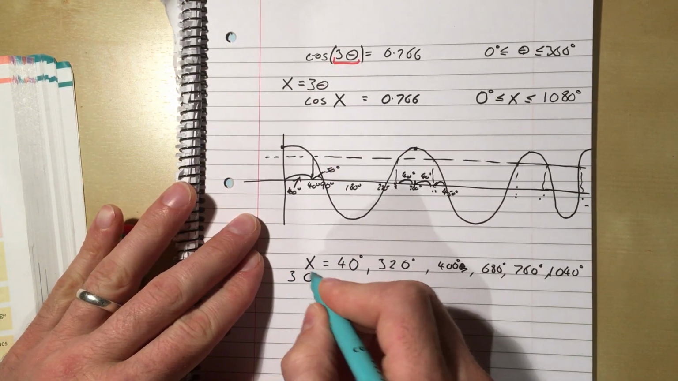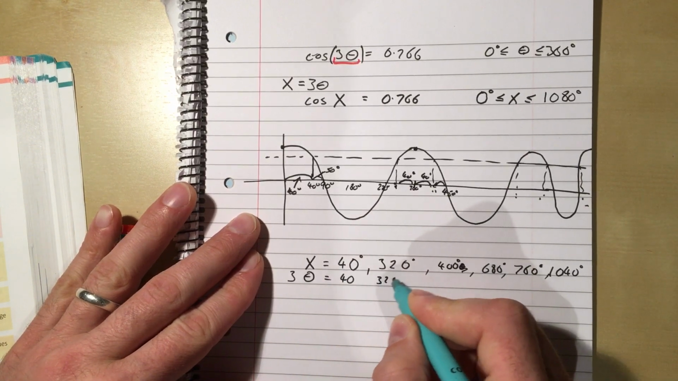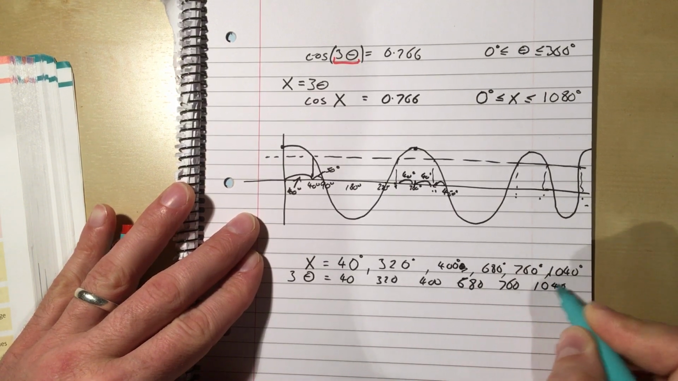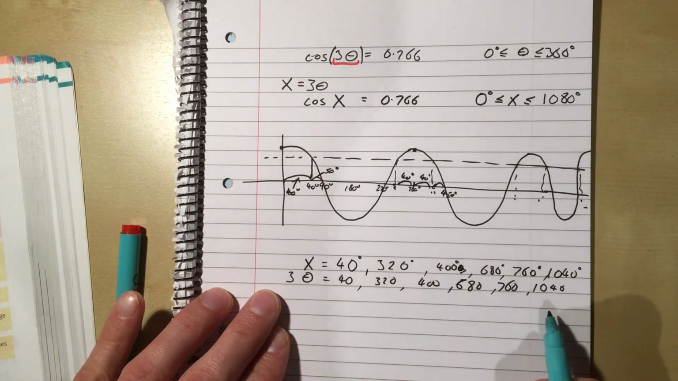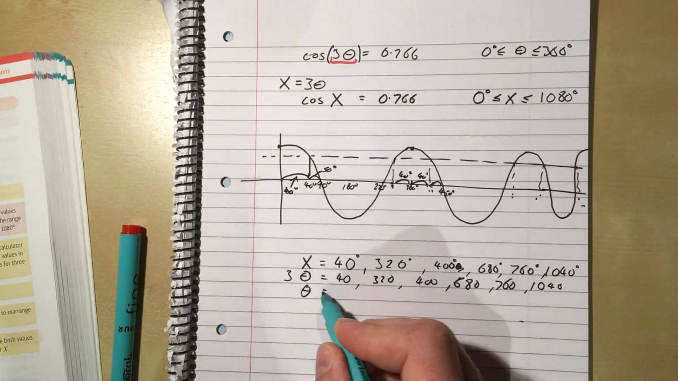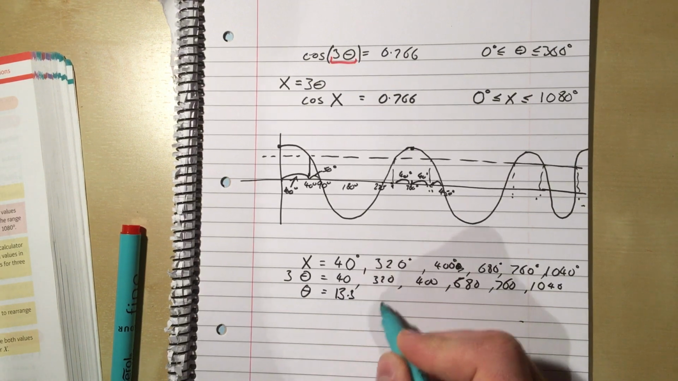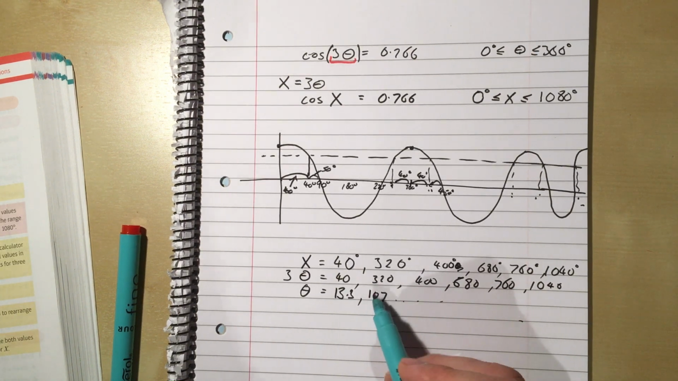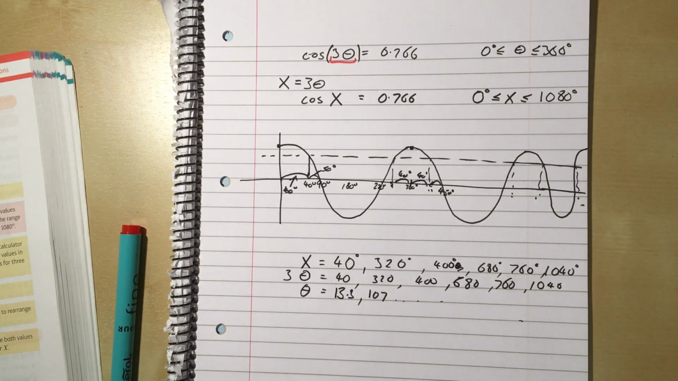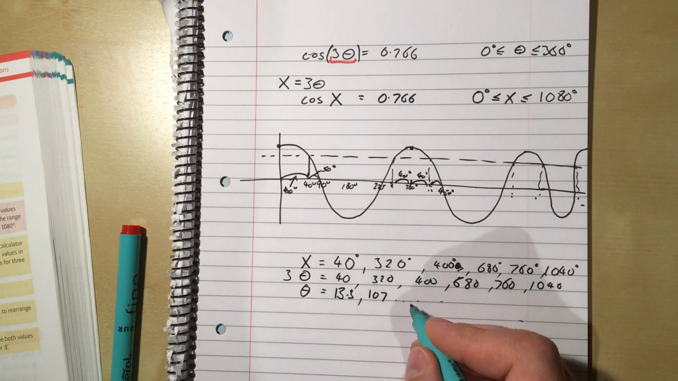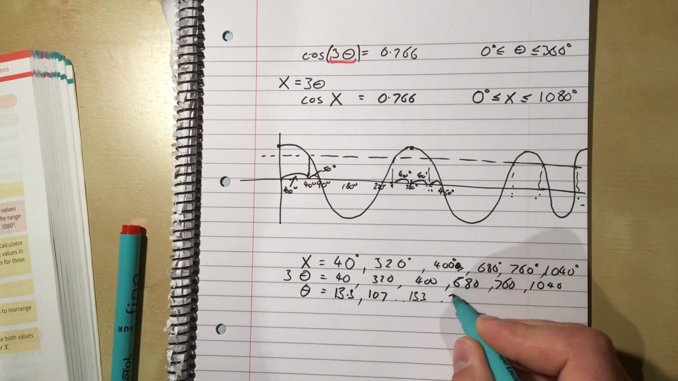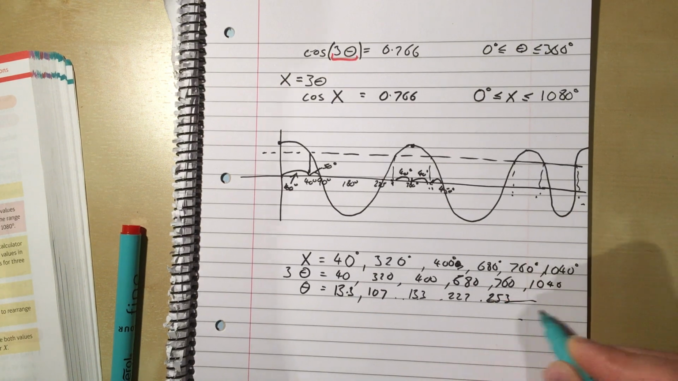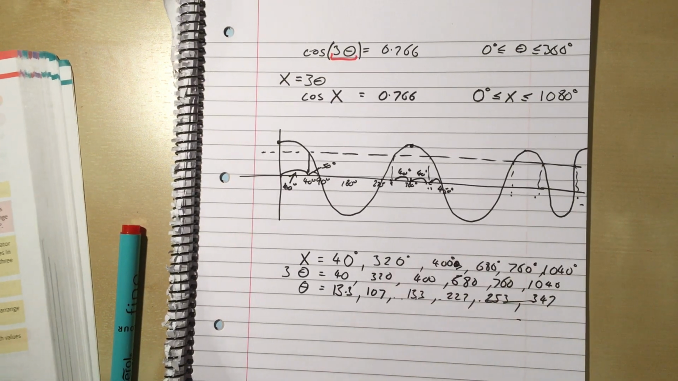So we need to change this into 3 theta equals 40, 320, 400, 680, 760, and 1040. And if that's 3 theta, then the theta that we're looking for is 1/3 of each of these things. So theta is 13.3, 107, and so on. All right. So a third of 320, 107-ish. So need to take each of those numbers and divide them by 3. Okay. 760 divided by 3. Wow, I keep deciding not to write these down, and then I'm writing them down. 347. So those are the answers for our thetas.